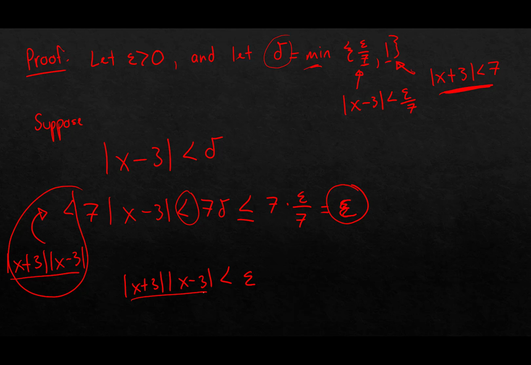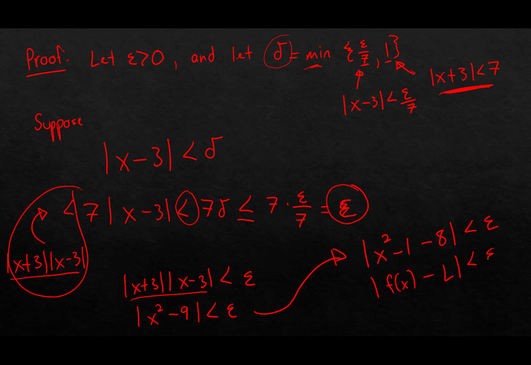Now we're going to work backwards. Let's combine everything on the left-hand side here. Using our properties of absolute values, this will be the absolute value of x squared minus 9 is less than epsilon. And remember, we want our function minus the limit, so we're going to rewrite this as the absolute value of x squared minus 1 minus 8 is less than epsilon, and then we're good to go. This is f of x minus L is less than epsilon.